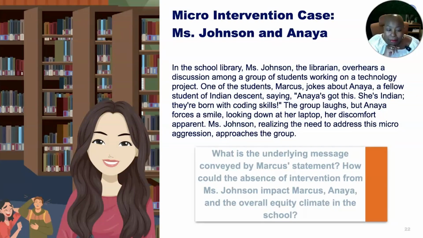So let's think about it. What is the underlying message that's being conveyed by Marcus's statement? And how could the absence of intervention from Ms. Johnson impact both Marcus, Anaya, their peers, and the overall climate in the school if this is something that's allowed to persist? So take a minute, jot it down in your journal, and let's think about it. What's the impact of non-action?